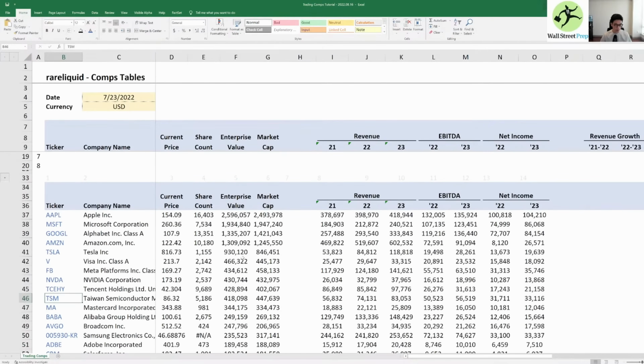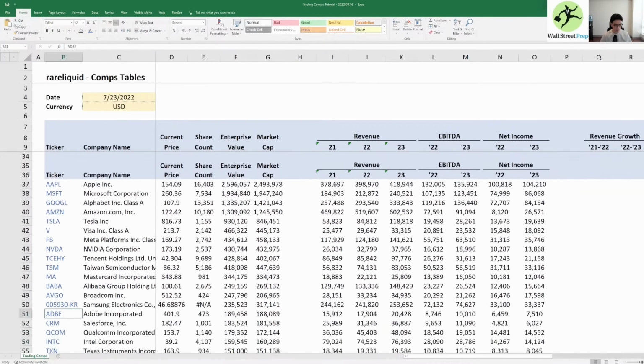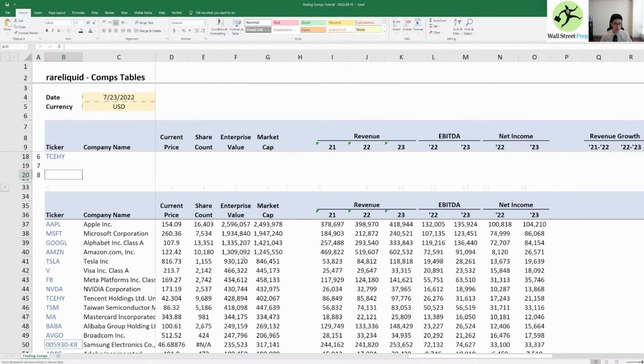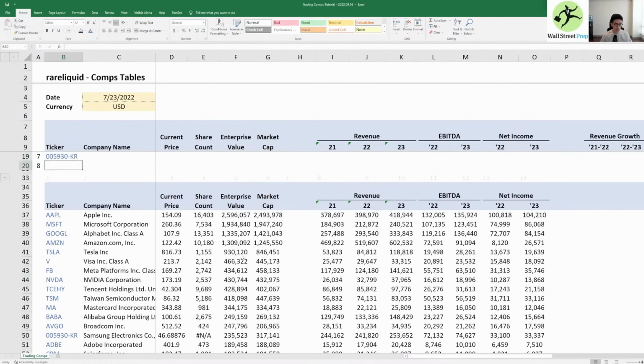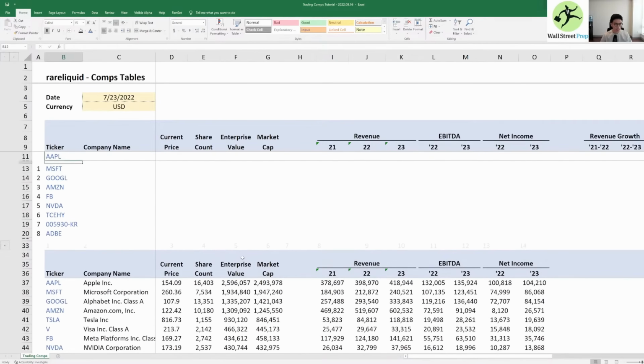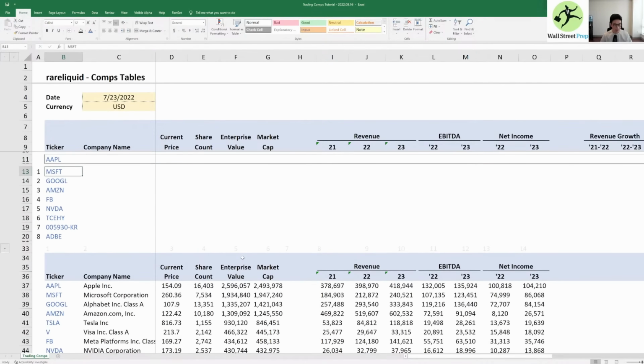So, okay, I added those 6 companies so far. Let's try to find 2 more. So Samsung is a pretty relevant company since they compete on smartphones a lot. And then let's go with Adobe since that's another big tech company. Okay, so we have chosen our set of peers.